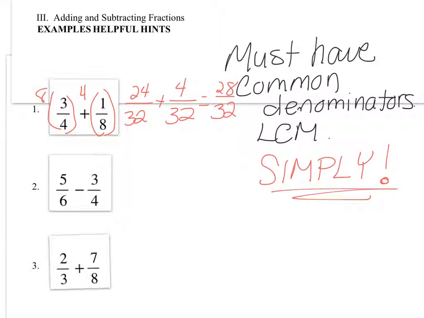So find the numbers that divide into 28. So 2 goes into 28, but that's too small. 4 goes into 28. It also goes into 32, so that's a possibility. 7 goes into 28, but not into 32. I'm thinking it's 4, so let's do 4. Divide by 4. So we're going to get 7 over 8. That's our answer.